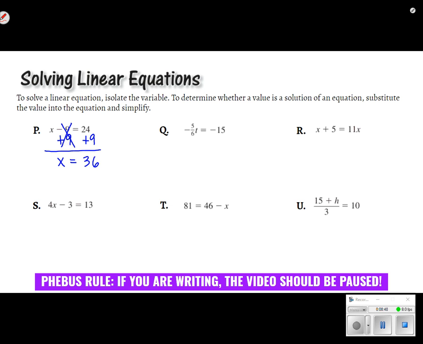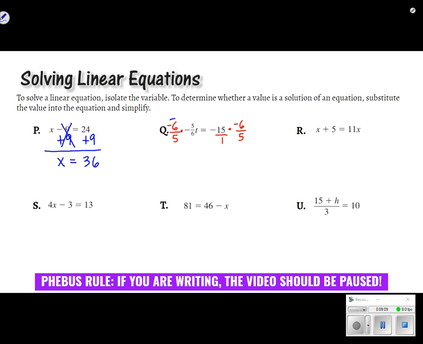So instead of dividing by -5/6, what we're going to do is multiply both sides by -6/5. Now let's look at what happens there. Anytime you have an integer or a whole number, it's always over 1. So you might need to write that out.